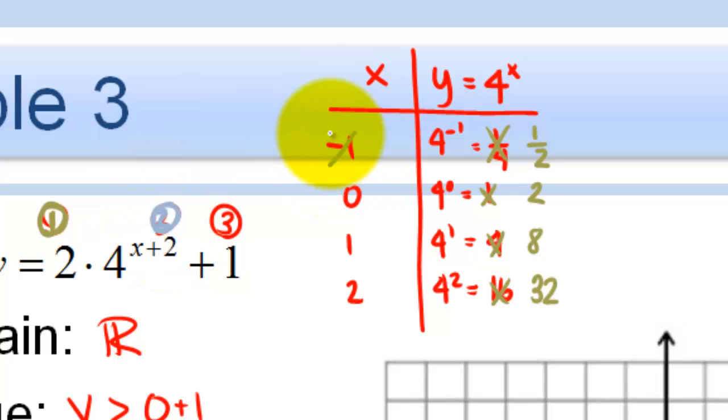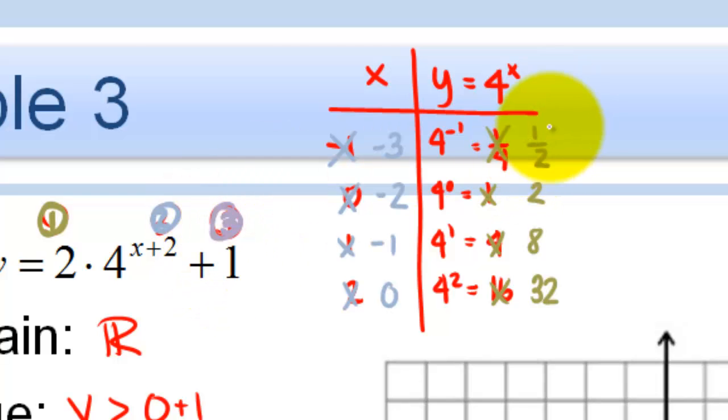So instead of -1, I have -3. Instead of 0, I have -2. Instead of 1, I have -1. Instead of 2, I have 0. I shifted all the x's 2 units left. The third thing I'm going to do is shift the y coordinates 1 unit up.